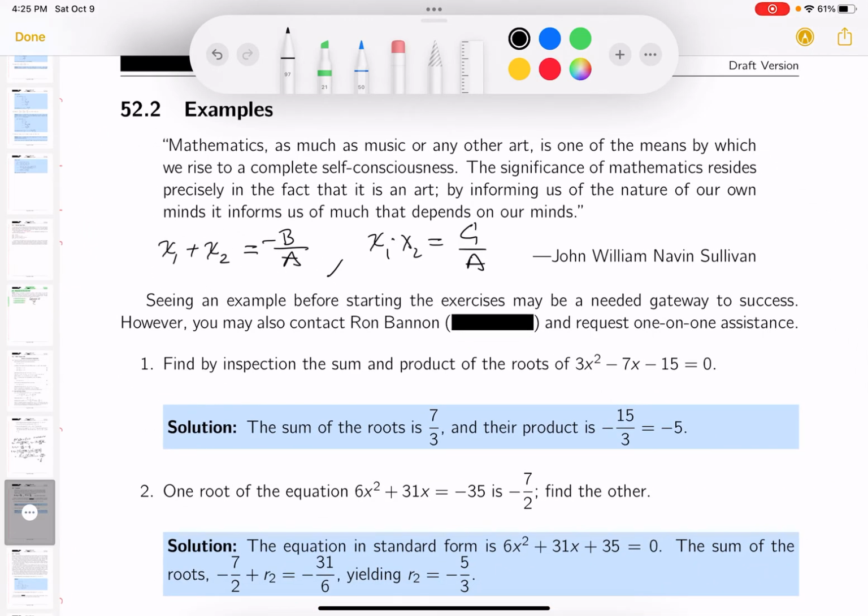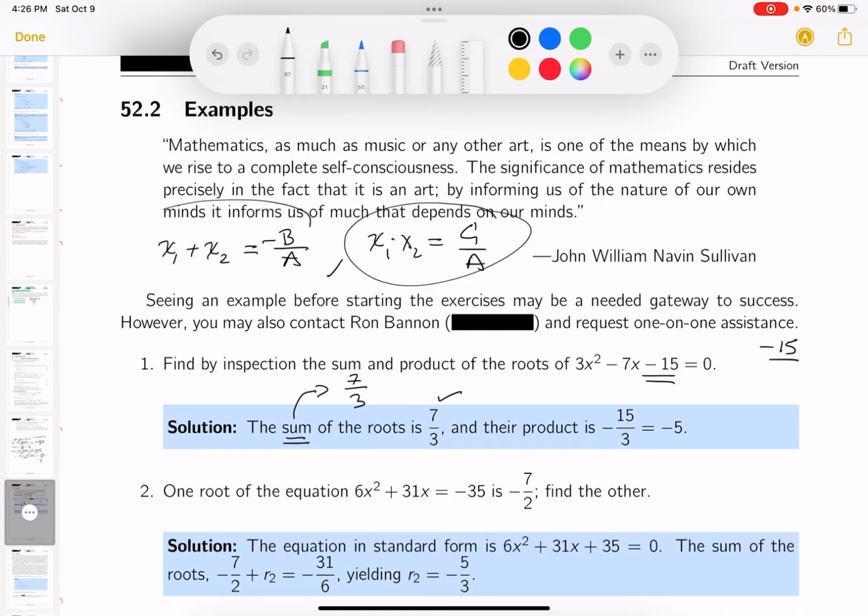First one. What's the sum of the roots? They want to know that. So it's going to be minus b. So the sum of the roots would be minus b, which is 7, right? Over the a, which is 3. 7/3. What's the product? Well, that should be easy. That's just going to be minus 15.